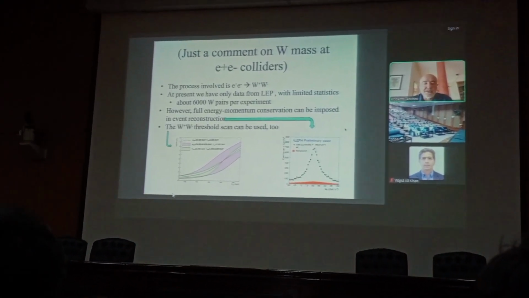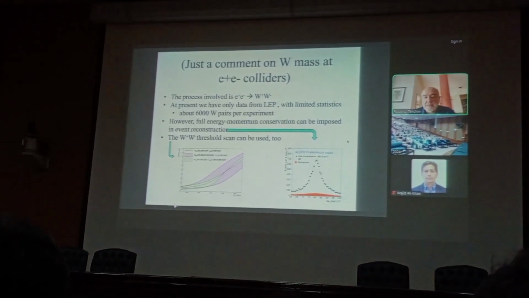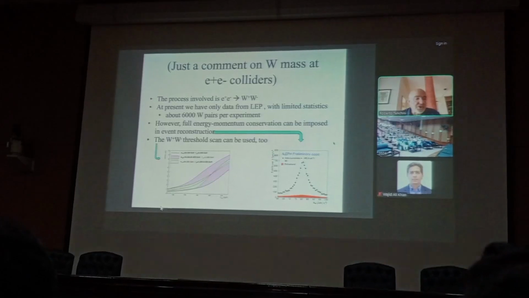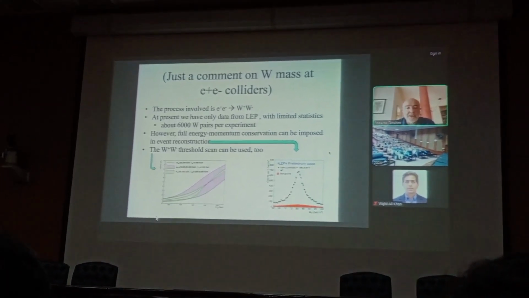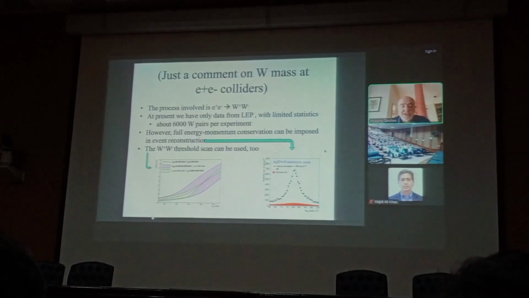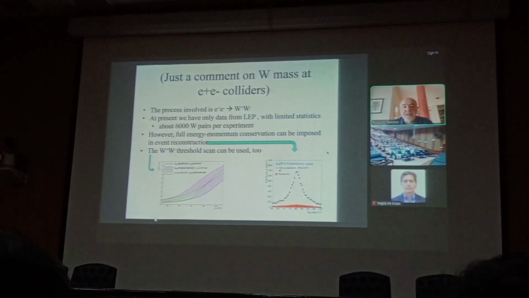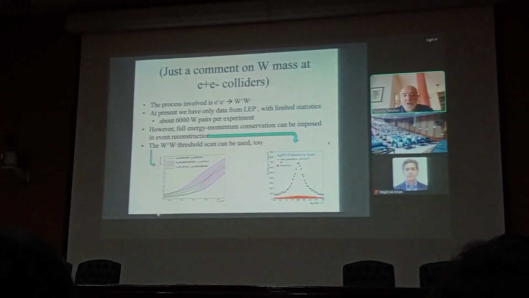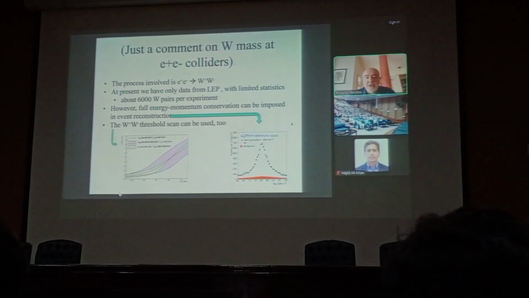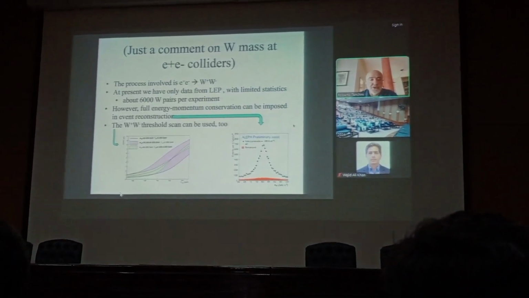So you have more statistical power, and at the end of the day, the measurement on the left, which was dominant 20 years ago, was done with only about 6,000 W pairs per experiment. Bear in mind that nowadays, for the measurement at hadron colliders at LHC, we're using millions and millions of W's. So even with rather small statistics, you can have precise measurements.